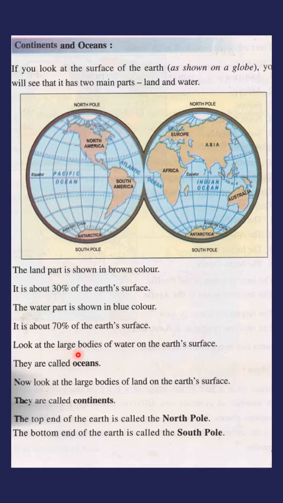Look at the large bodies of water on the Earth's surface. They are called oceans. Now look at the large bodies of land on the Earth's surface. They are called continents. The top end of the Earth is called the North Pole. The bottom end of the Earth is called the South Pole.